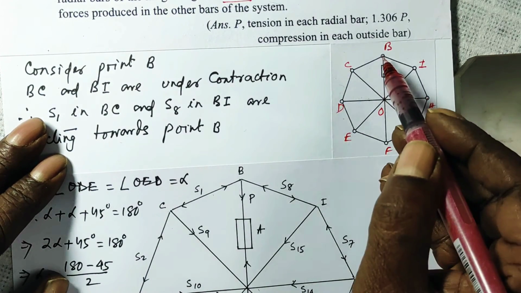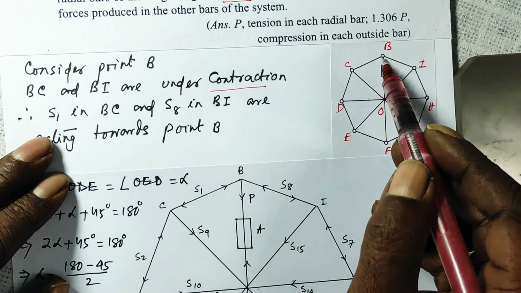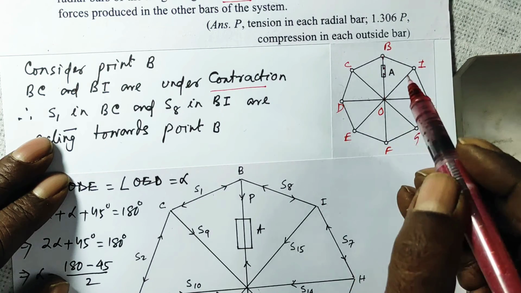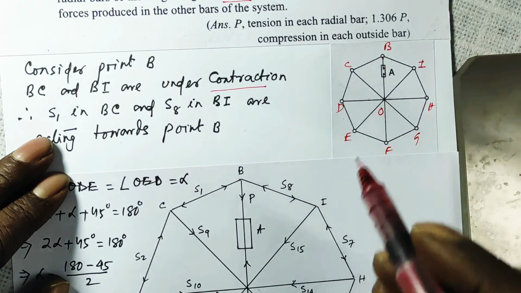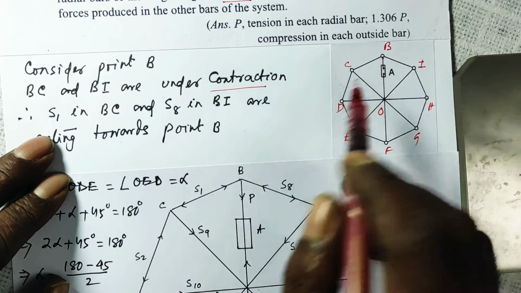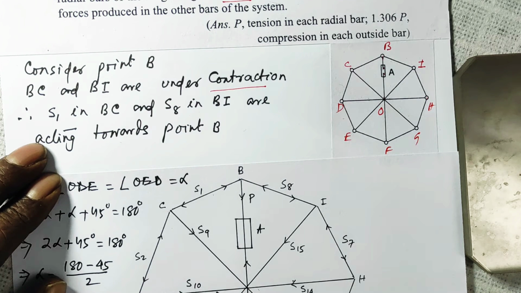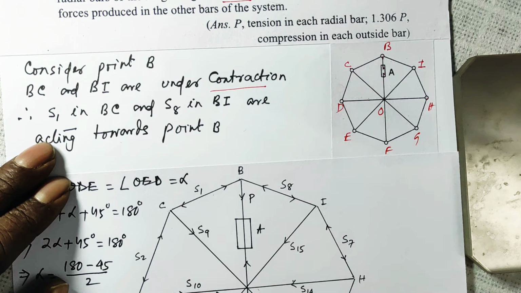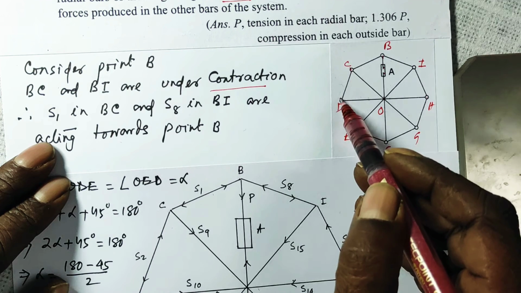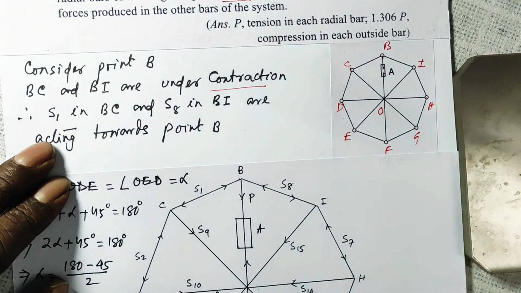If you look at the BC part and BI part, BC and BI are under contraction. If you tighten this turnbuckle, there will be a force developed across this bar. Let it be P. So by tightening it clockwise, BC and BI will try to contract. Let S1 be the axial force developed in BC, and S2, S3, S4, S5, S6, S7, S8 in the other bars, which I have shown in a different diagram here.